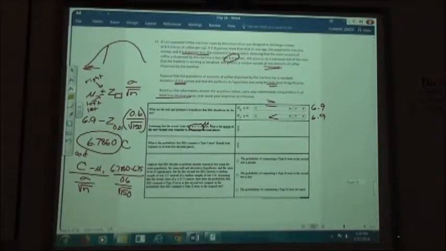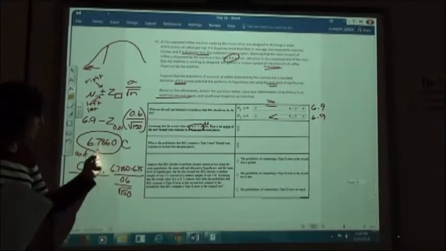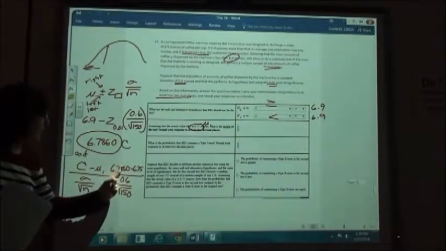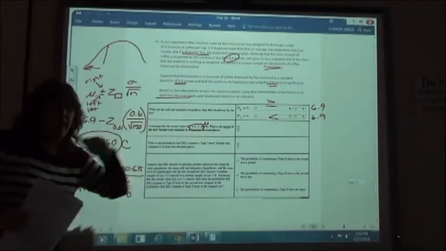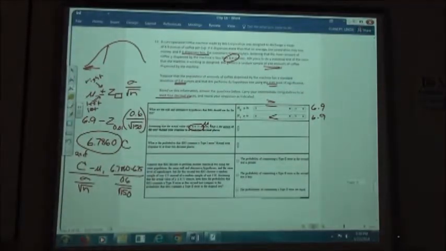Is that 6.75? This is this number, 6.7860, minus this number, 6.75. Yep. Put that in the calculator. And then we put that into the calculator, exactly.